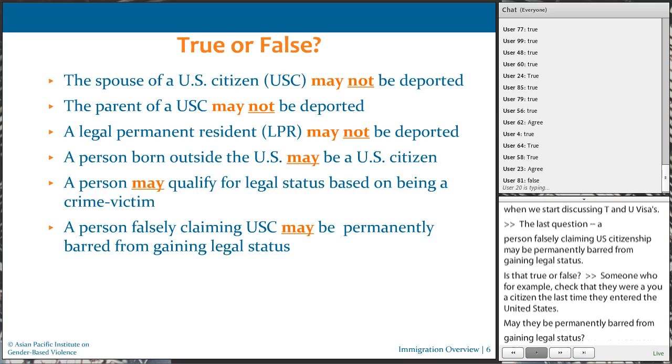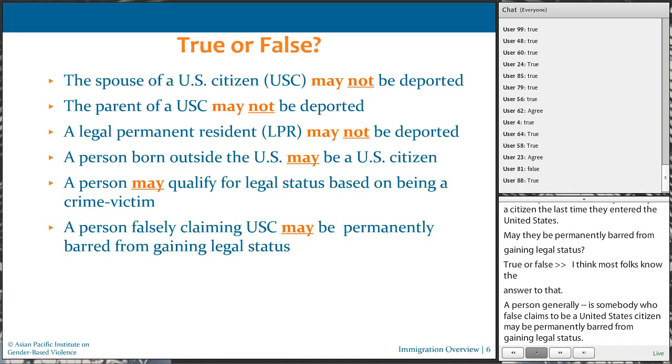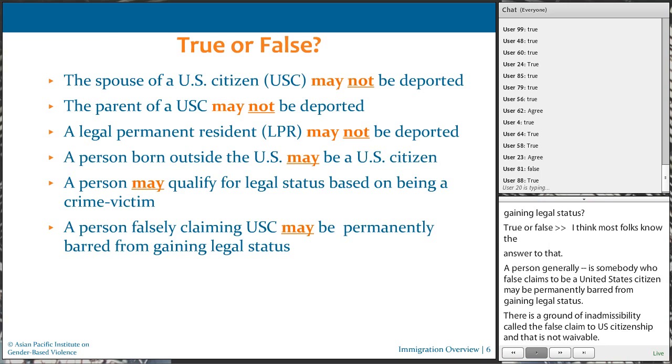Okay, I think most folks know the answer to that. Somebody who falsely claims to be a United States citizen may be permanently barred from gaining legal status. There is a ground of inadmissibility called the false claim to U.S. citizenship, and that's not waivable. And so we will talk about that and other grounds of inadmissibility when we get to that part of the presentation.